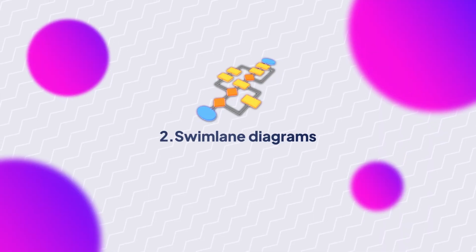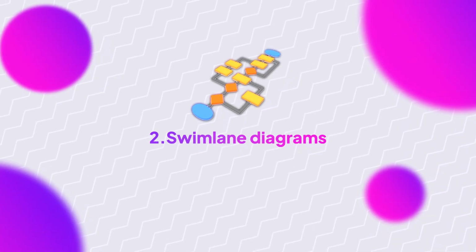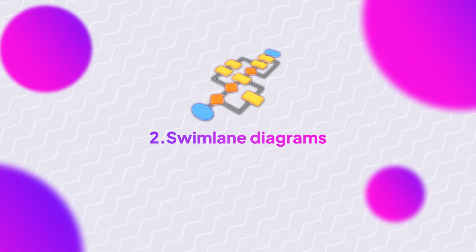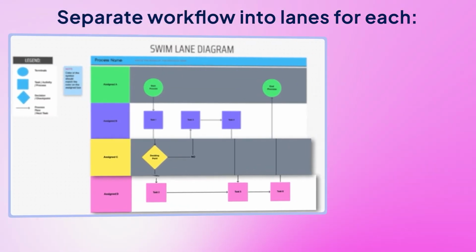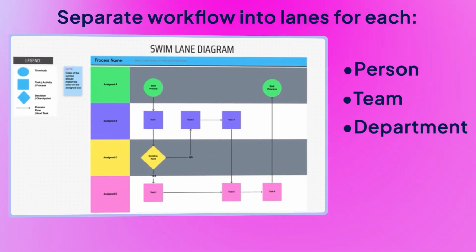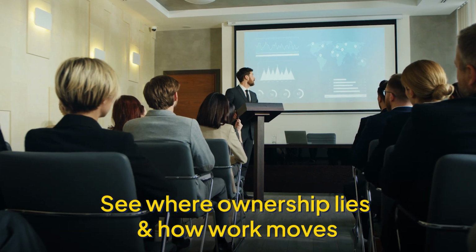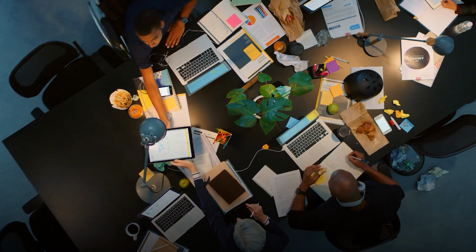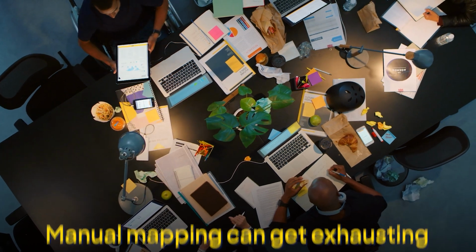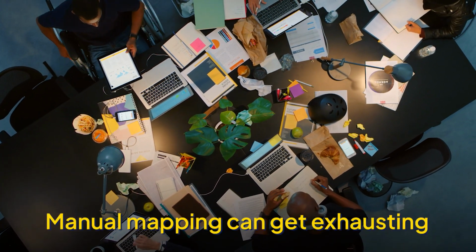Next up, let's talk about swimlane diagrams, the kind of process map that helps you figure out who does what. Swimlane diagrams separate your workflow into lanes, one for each person, team, or department, so you can instantly see where ownership lies and how work moves between lanes. But juggling multiple people and priorities while manually mapping roles can get exhausting fast.